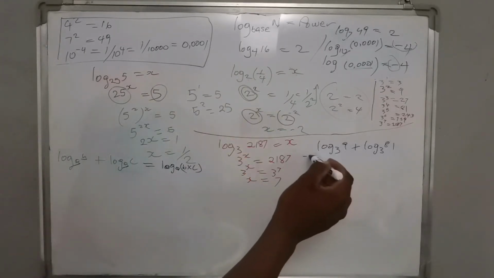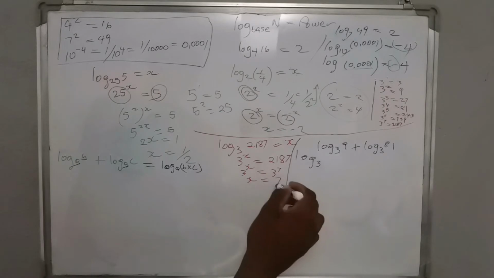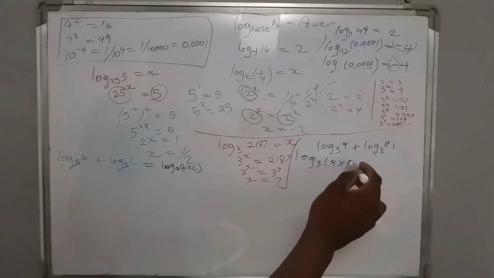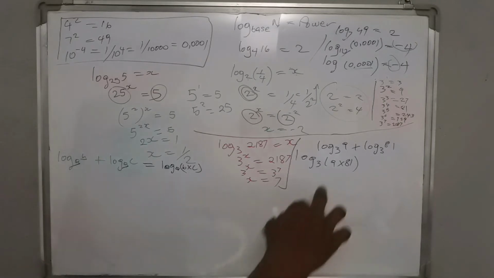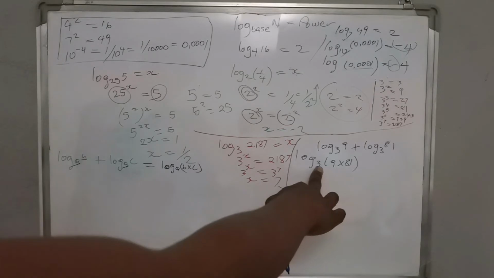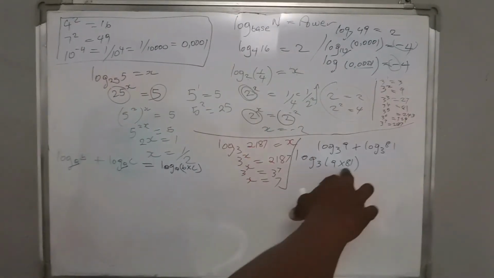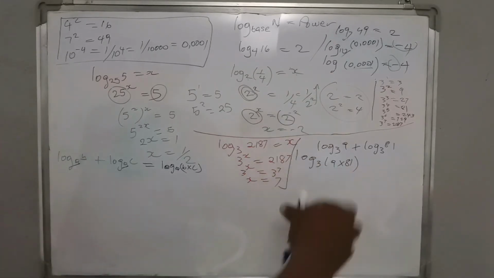So this changes to log to the base 3 of 9 times 81. I have taken this one we already did so that we do not get dry. We need to change the 9, but we are controlled by the base. We need to say 3 to what power is 9. We need to change the 81: 3 to what power will give us 81.